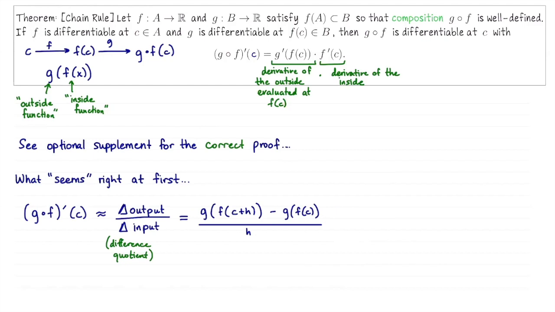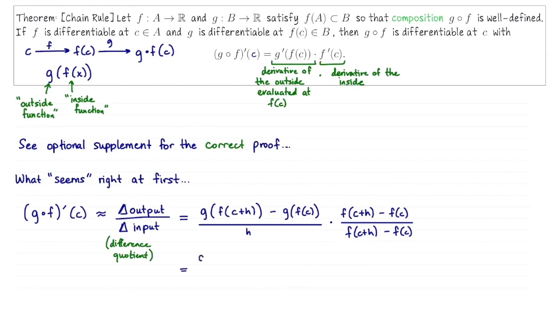The catch is, how do you actually evaluate this? To do it correctly, see the optional supplement. But again, if we're just brainstorming, what you might think to do is multiply the numerator and denominator by the quantity f of c plus h minus f of c all over f of c plus h minus f of c. So we're not changing anything. And then the reason why this seems good is because f of c plus h minus f of c is the numerator you would have in the difference quotient for f. We want to see an f prime of c emerge out of this calculation.